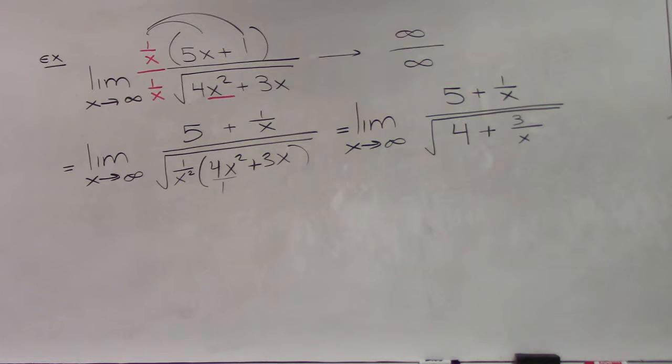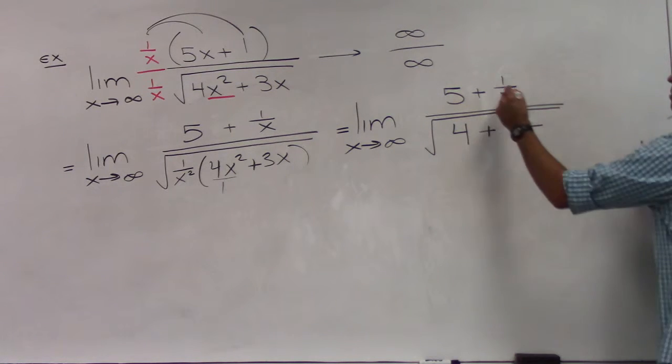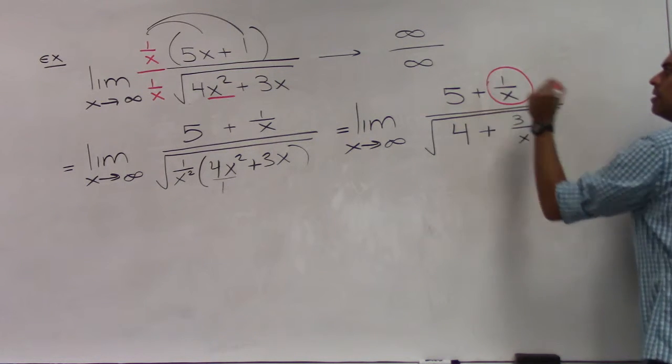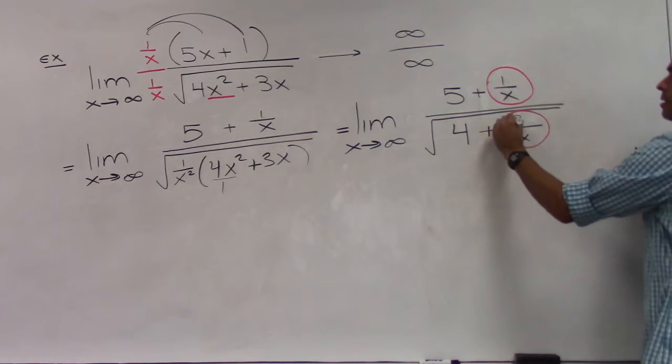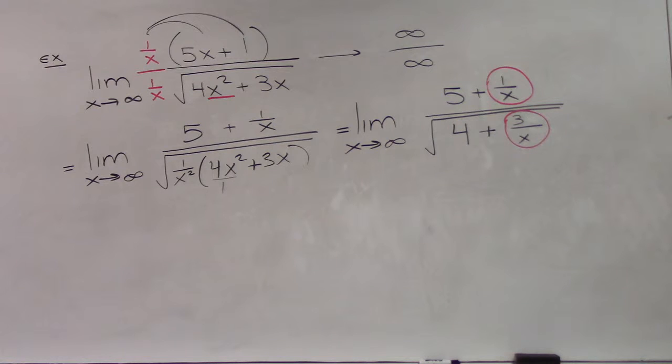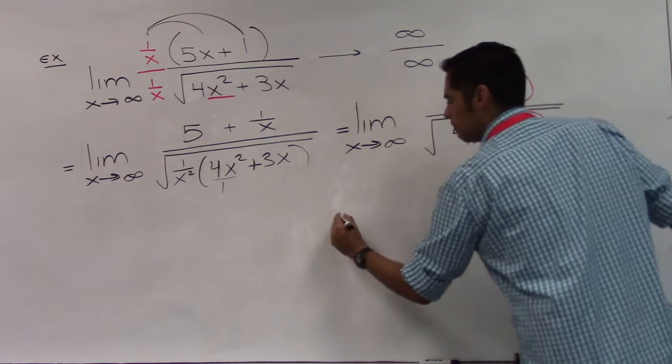Now let x go to infinity. What would happen? This goes to what? 0. 1 over infinity, 0. This one goes to 0, and everything else stays. So you get 5 over root 4? 5 over 2.